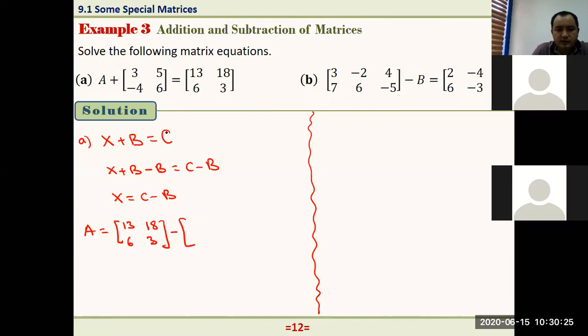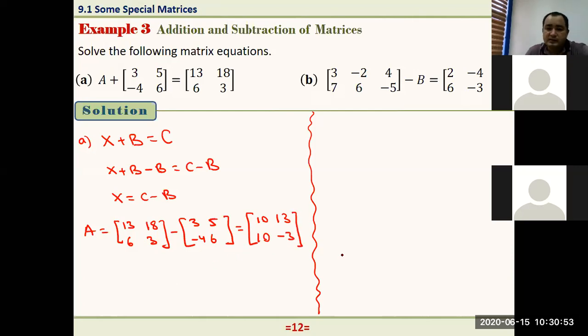Minus, it becomes minus what? Here we have 3, 5, negative 4, 6. If you subtract this matrix from this, 13 minus 3 is 10, 18 minus 5 is 13, 6 minus negative 4 is 10, 3 minus 6 is negative 3.